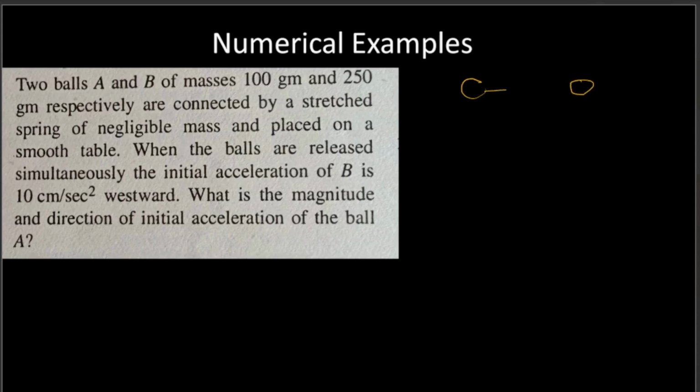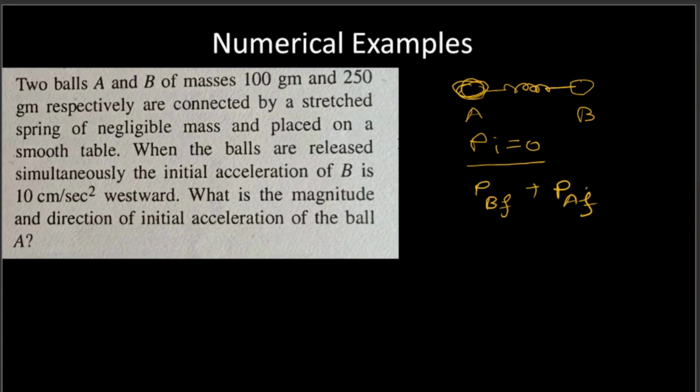like two balls connected through a spring, say like this. This is ball A, this is ball B. Now, initially they are at rest, means there is no momentum for the system. So we can take the initial momentum, that is Pi, as 0. Okay. So this is the conservation of linear momentum. We know that in the conservation of linear momentum, the initial momentum is 0. So P of B final, means final momentum of B, and final momentum of A is also 0, because the initial momentum is 0.